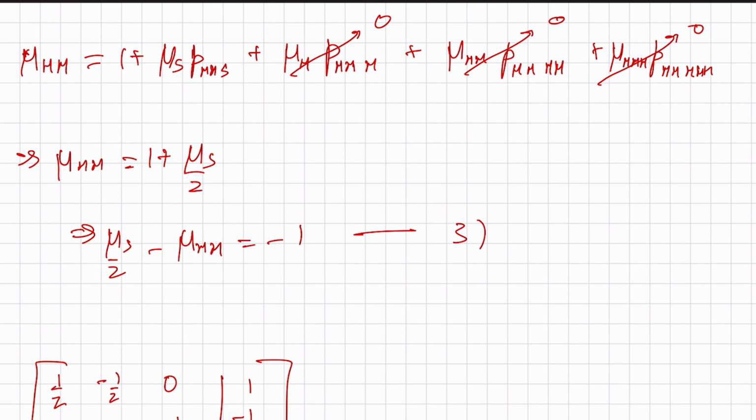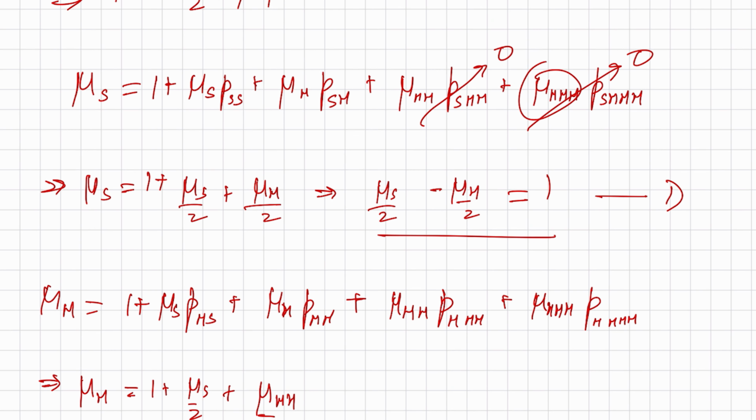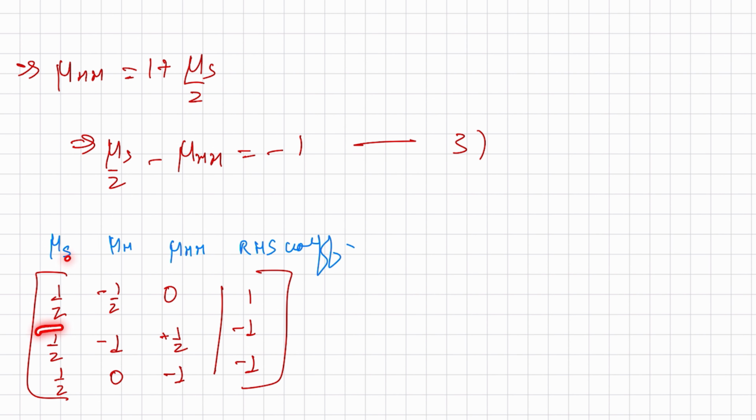Okay, so basically what I've done is I've mentioned the coefficients of mu S, mu H, and mu HH. And this is the RHS coefficient. If you see in equation 1 here, the coefficient of mu S is half, the coefficient of mu H is minus half, and the right-hand side coefficient is 1. And if you go back to our matrix, coefficient of mu S is half, coefficient of mu H is minus half, mu HH is not present, so the coefficient is 0 in other terms, and RHS coefficient is 1.